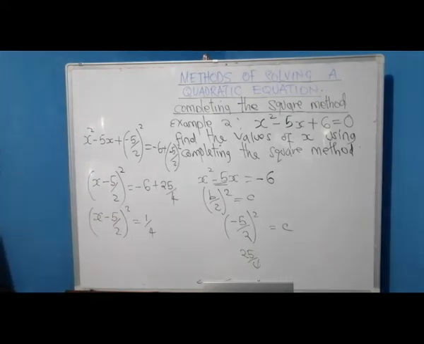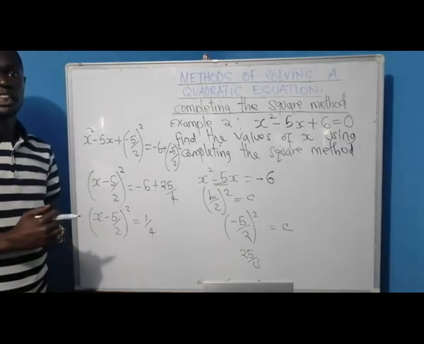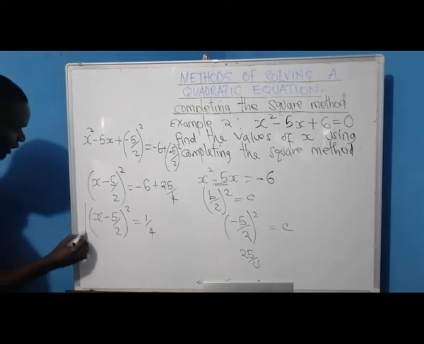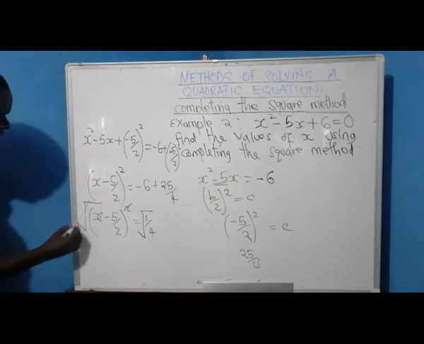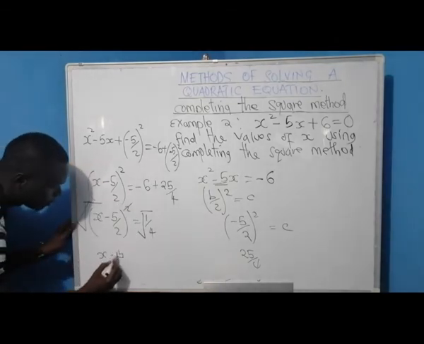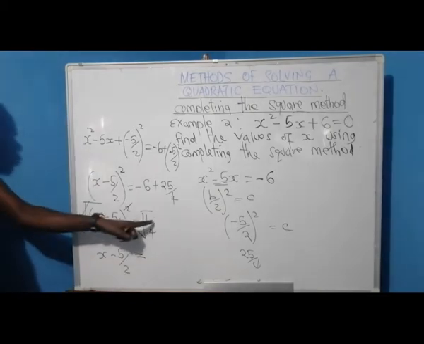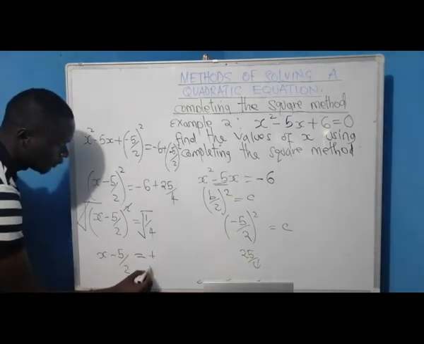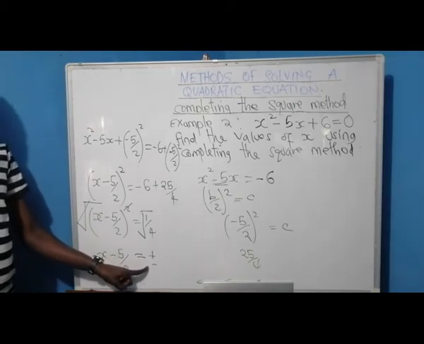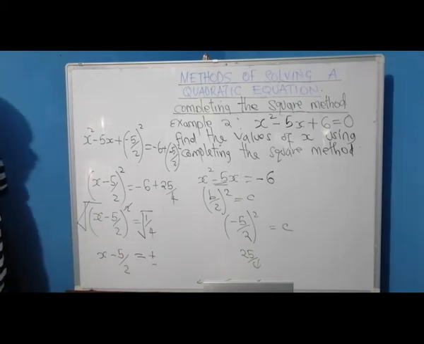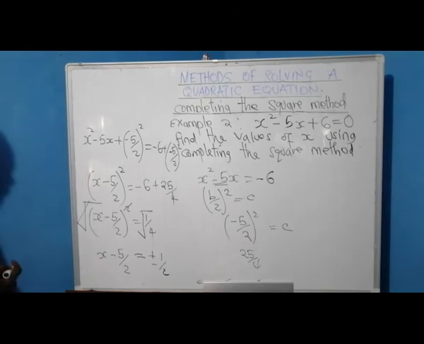Then what do we need to do next? We need to ensure that we remove the square sign by getting the square root on both sides of the equation. And by so doing, this is what we have. So this square root goes like that. So we are left with x minus 5 over 2 on the left hand side is equal to the square root of 1 over 4, positive or negative. Remember to put the two signs when you are getting a root always, because you might end up being denied a single mark due to that. The square root of 1 over 4 is plus or minus 1 over 2.